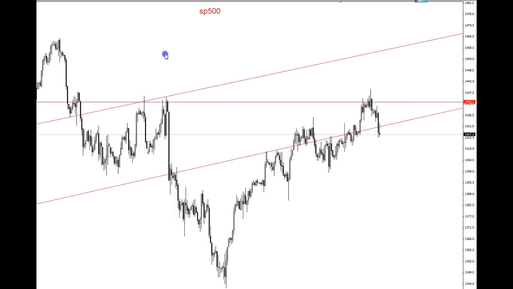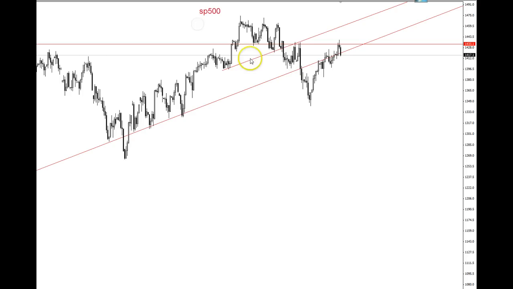So if you remember, we were talking about this resistance line up here at 1433 if you watched my video yesterday. We noticed how the market pierced through it right there, and then it was rejected yesterday, and then today it followed up with another bearish day. In terms of price action, this is a pretty bearish development in the market.